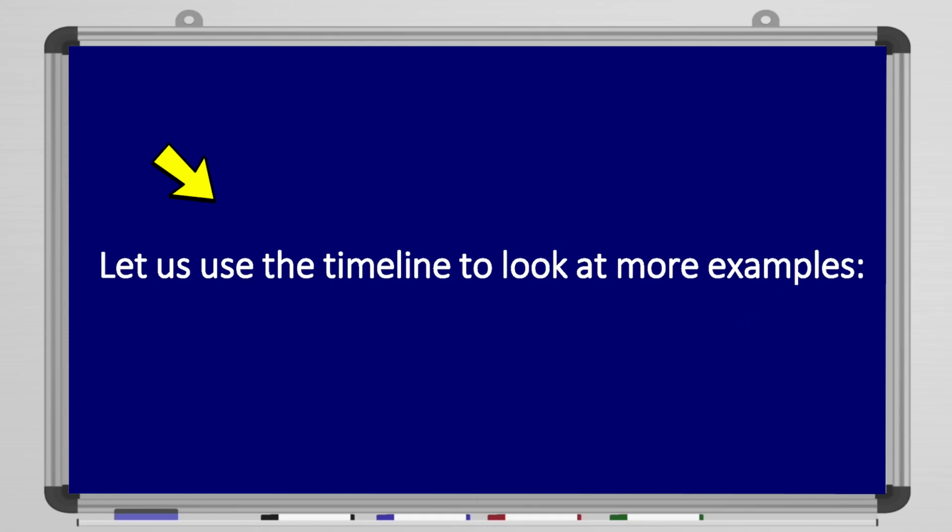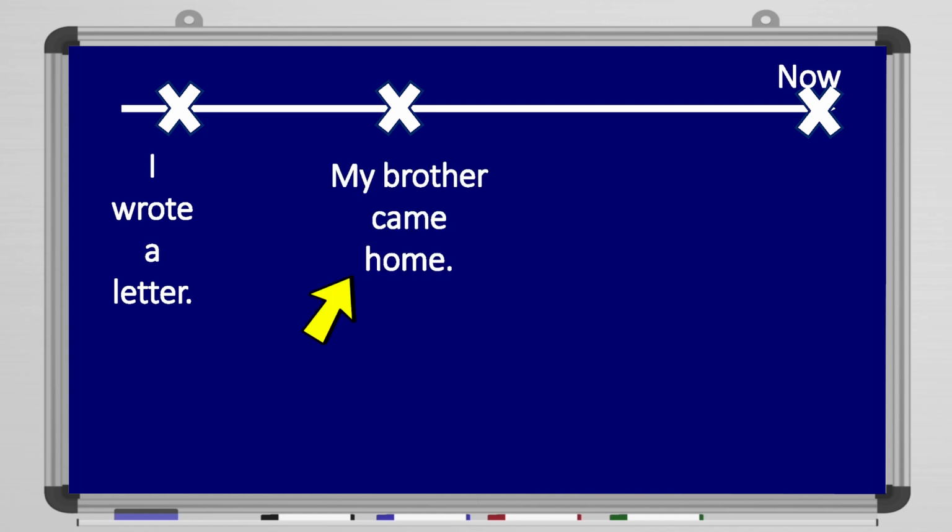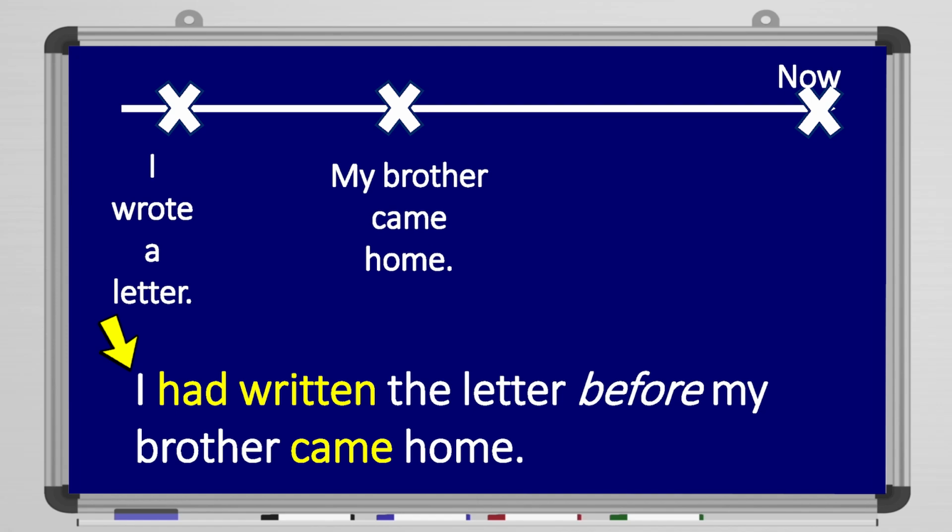Let's use this timeline to look at more examples. Look at the timeline. I wrote a letter. My brother came home. What happened first? I wrote the letter. So I had written a letter before my brother came home. And notice, the first action that we want to display always has had and the verb in the past participle. I could also say, my brother came home after I had written a letter. It's very easy.